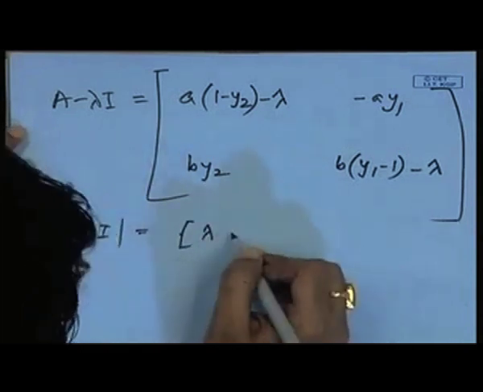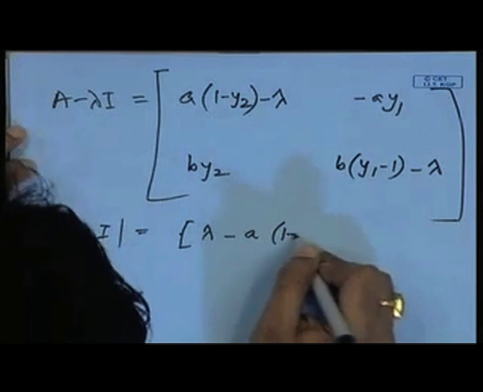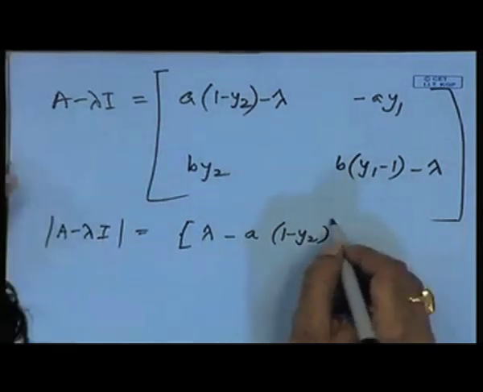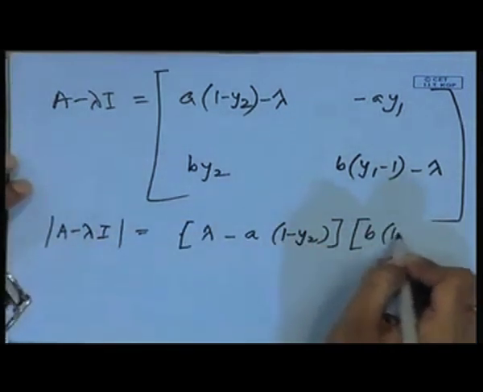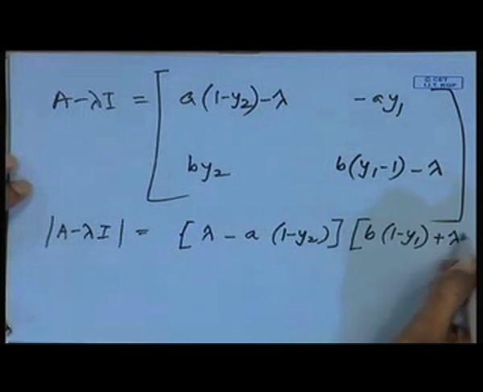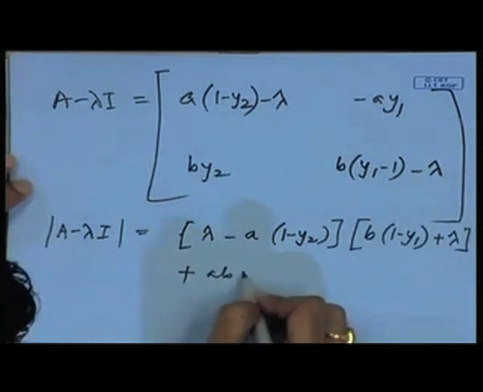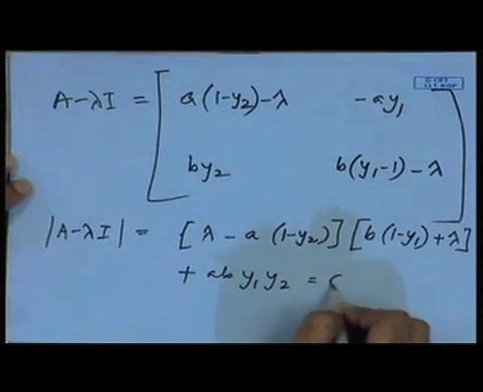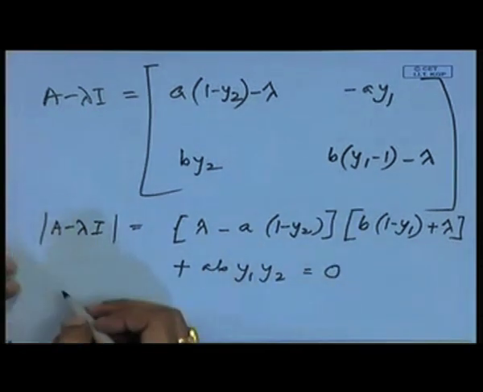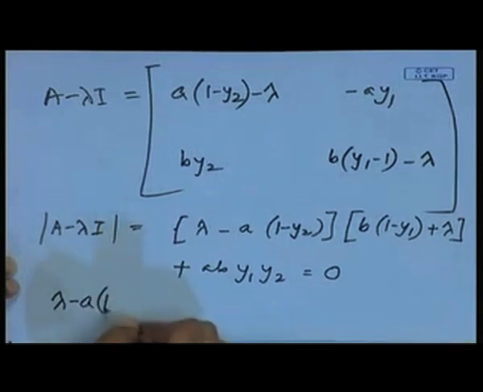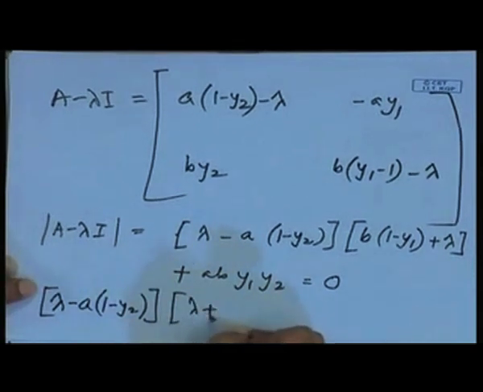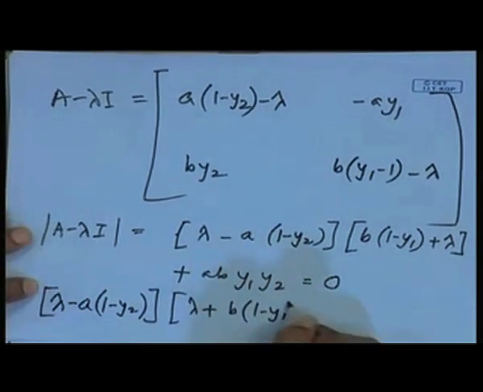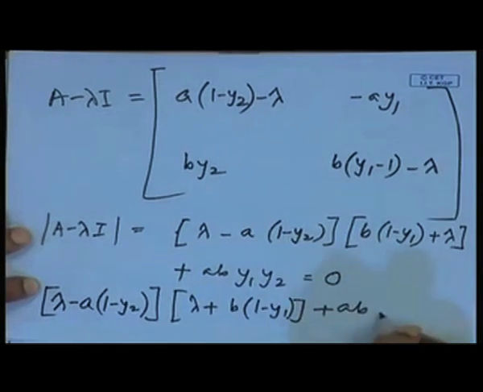equals lambda minus A(1 minus Y2) times B(1 minus Y1) plus lambda plus AB Y1 Y2 equals 0. Okay. So, the next step is lambda minus A(1 minus Y2) lambda plus B(1 minus Y1) plus AB Y1 Y2 equals 0.